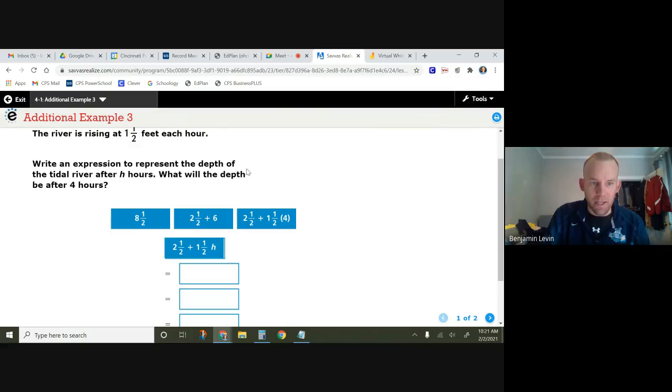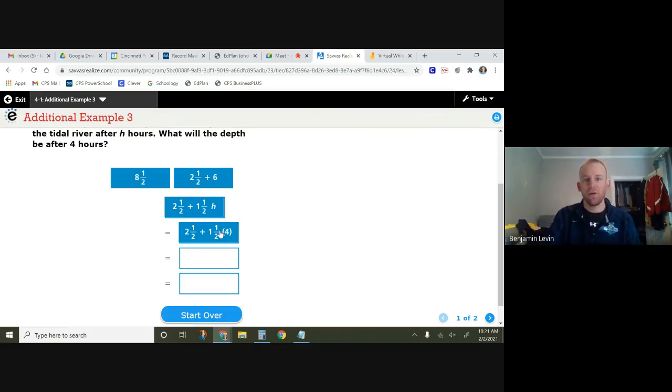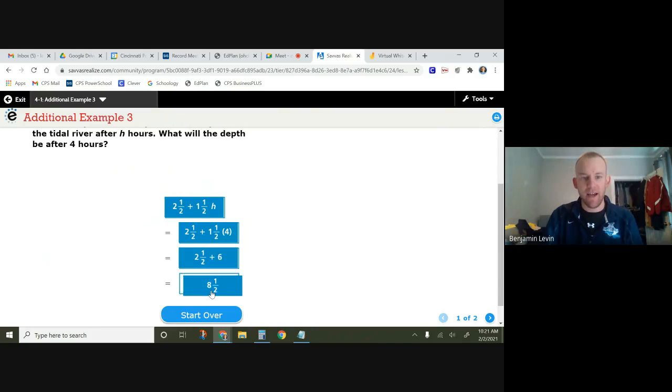What will the depth be after 4 hours? So that would be this: 2.5 plus 1.5 times 4. 1.5 times 4 is 6, right? 1.5 times 2 is 3, so we know 1.5 times 4 must be 6. So after 4 hours, the river has risen 6 feet. Then we just have to add that to the original depth. 2.5 plus 6 is 8.5.